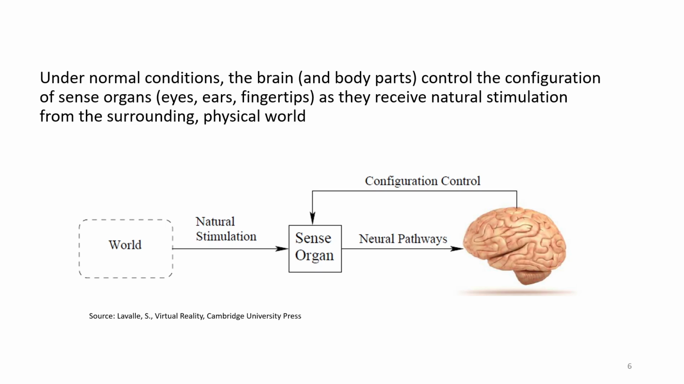Under normal conditions, the brain and body parts control the configuration of sense organs such as the eyes, ears, fingertips as they receive natural stimulation from the surrounding physical world. So, when we are in the normal physical world, the physical world provides natural stimulations to our sense organs, and the stimulations are processed in our brain through neural pathways which send the stimulation signals into our brain, and based on processing of these signals, we are able to control the configuration of our sense organs.